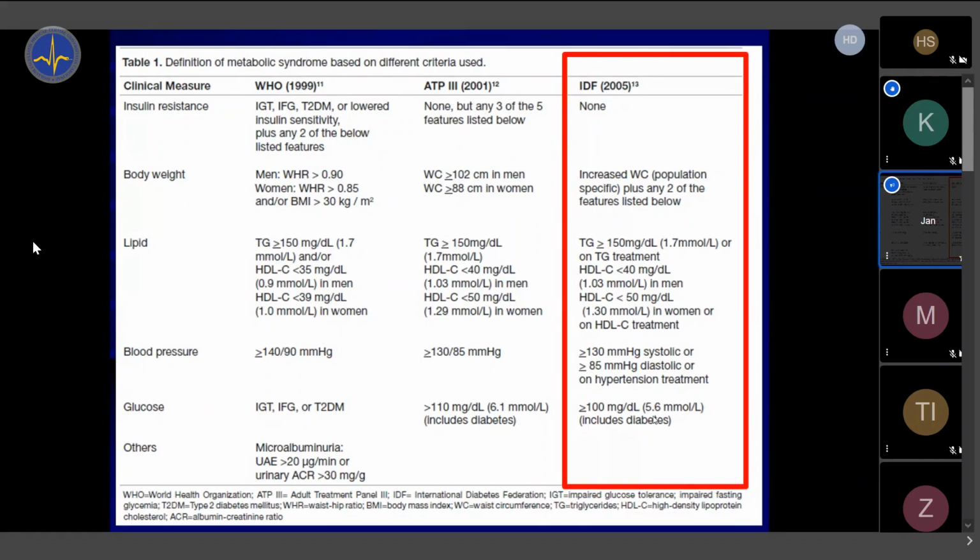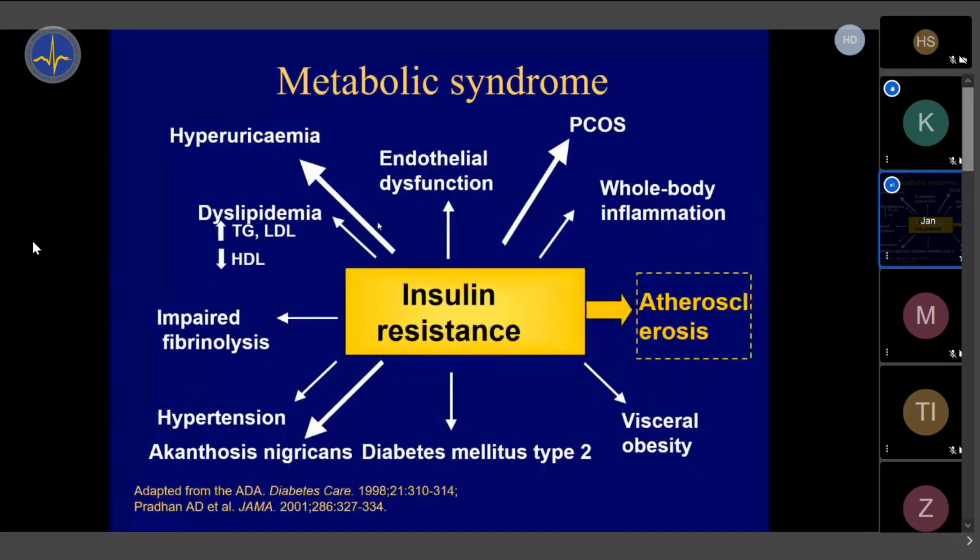That's it. And the other features which we showed here are all true, but they don't qualify as diagnostic criteria. So if you go into the problem of metabolic syndrome, if you mention it, maybe we will ask you, what do you mean by metabolic syndrome? You should really provide us with the definition based on the IDF criteria.